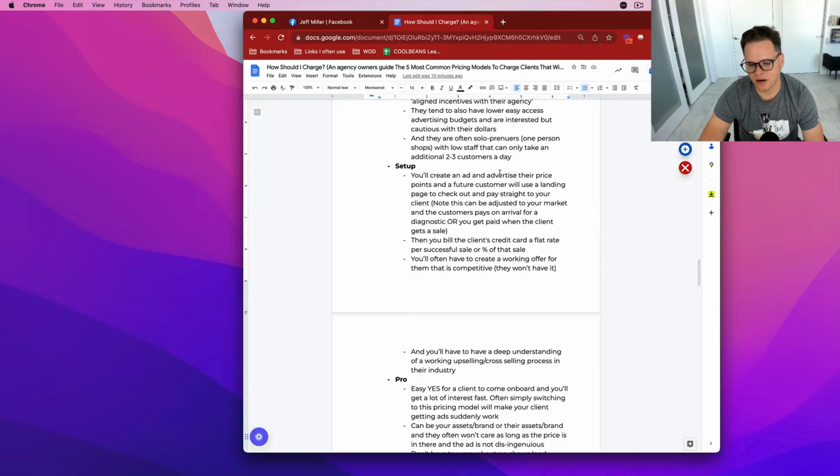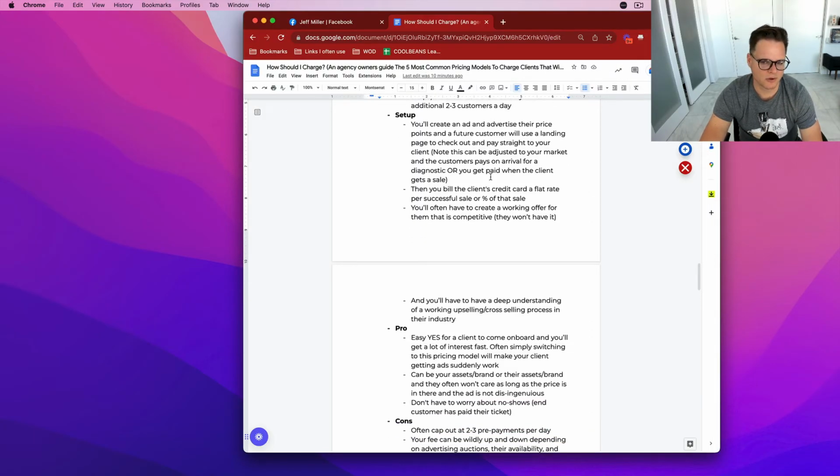Then you bill the client's credit card a flat rate per successful sale or a percentage of the sale. I've seen this model, by the way, work very, very well. I'm talking like $2,000 or $3,000 a week at very high margin with not a lot of work. But it'll never go beyond $2,000 or $3,000 a week. Growth would mean another client. So you just have to be conscious of it.